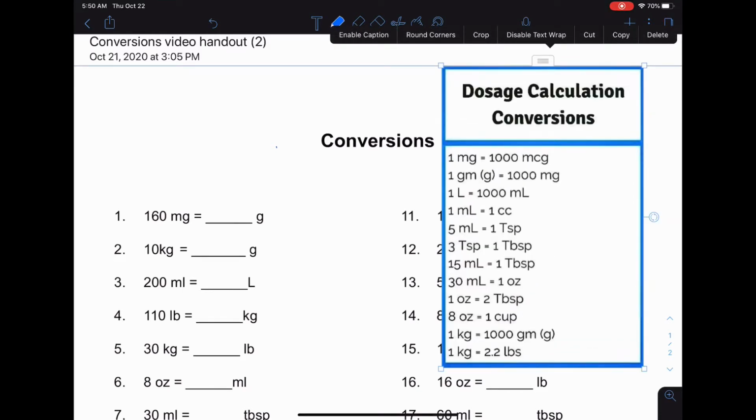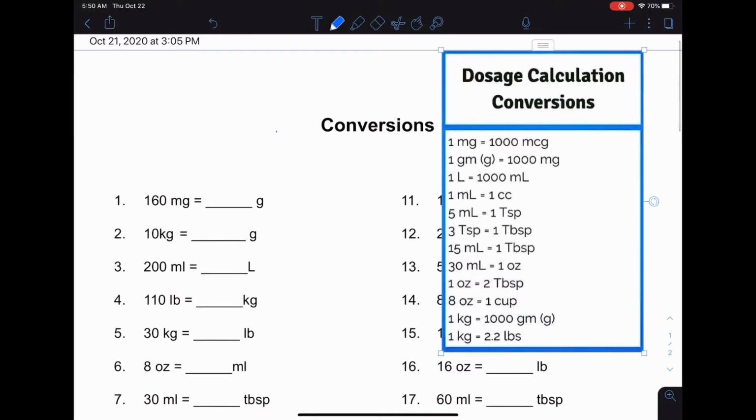So looking at number 1, we need to get 160 milligrams to grams. Using dimensional analysis, we need to know what our conversion is. So we want to see, do we have anything that gets us from grams to milligrams or milligrams to grams? And when we look on our table, we see right here we've got 1 gram is equal to 1,000 milligrams. So that's what we needed.